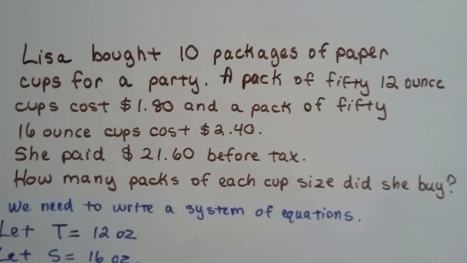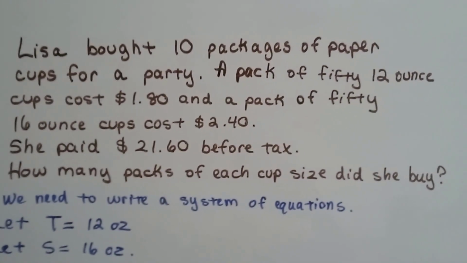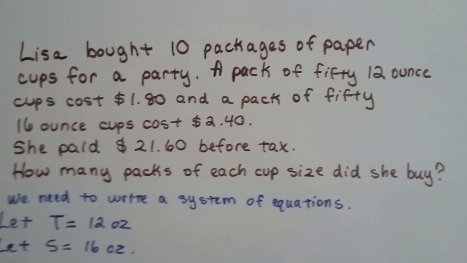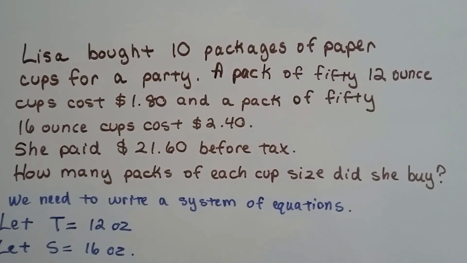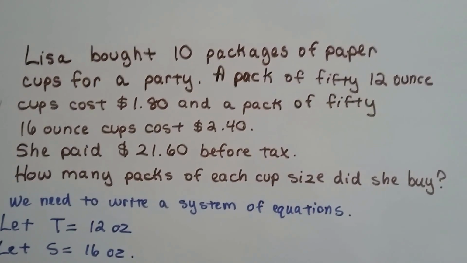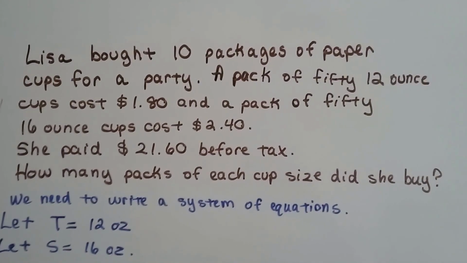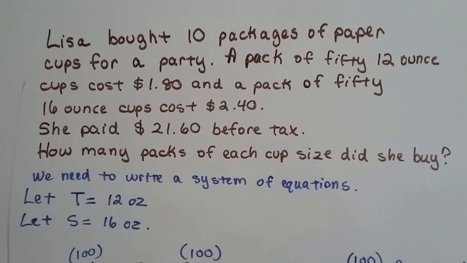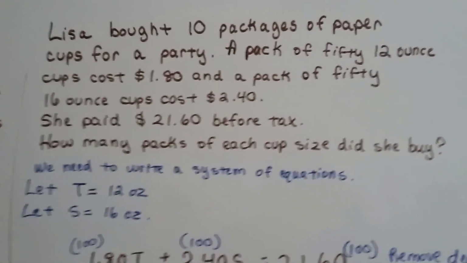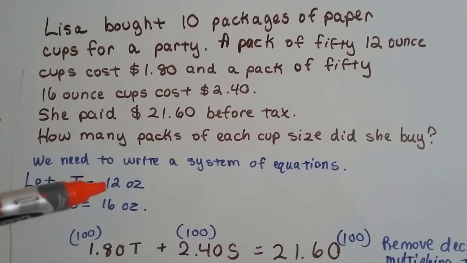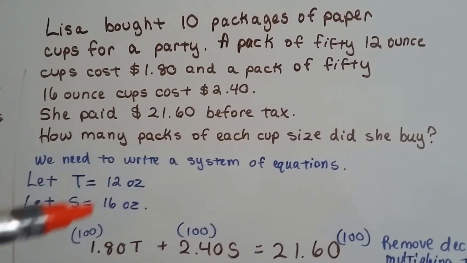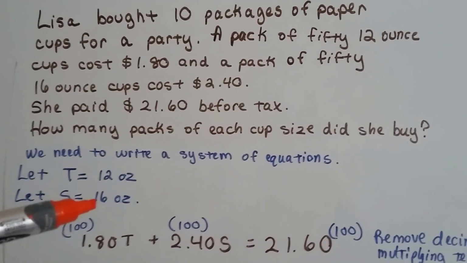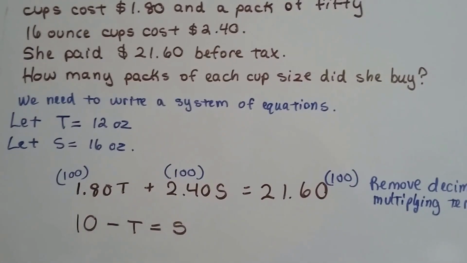Lisa bought 10 packages of paper cups for a party, and a pack of 50 12-ounce cups cost $1.80, and a pack of 50 16-ounce cups cost $2.40. Now, she paid $21.60 before tax. How many packs of each cup size did she buy? So we need to write a system of equations. We're going to let T stand for the 12-ounce cups, because T is the start of 12. And we're going to let S be the 16-ounce cups, because 16 starts with S. So we have T and S, okay?